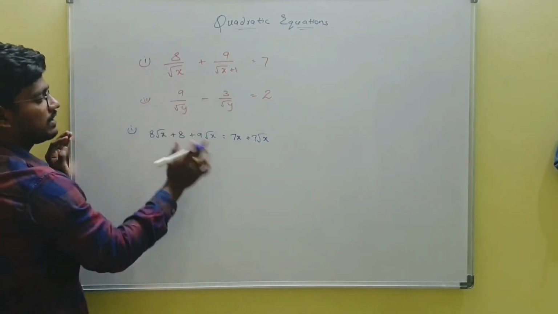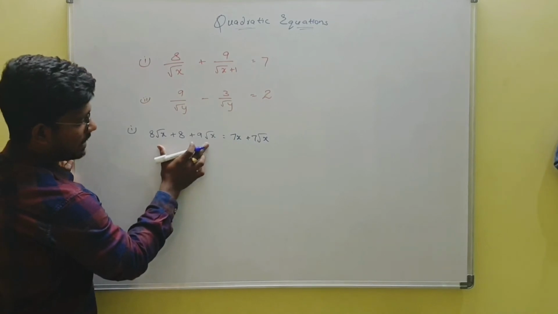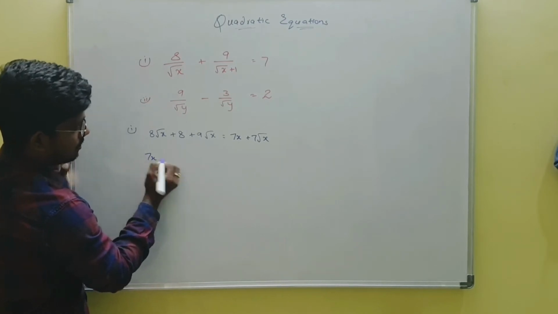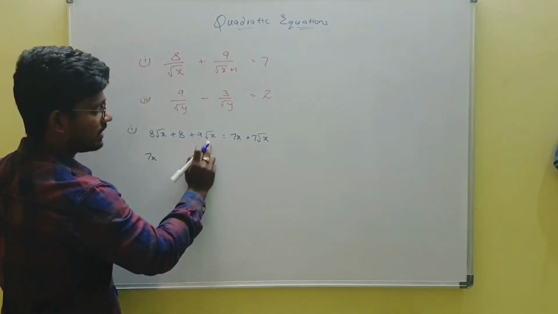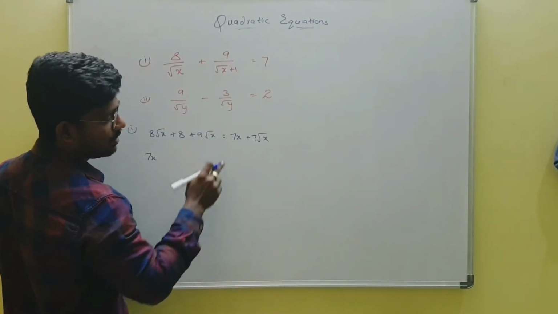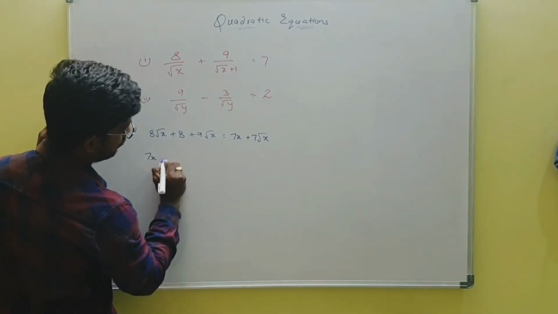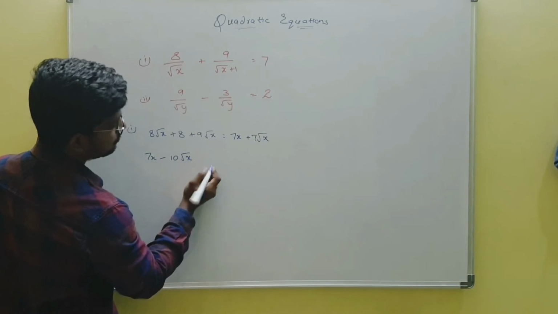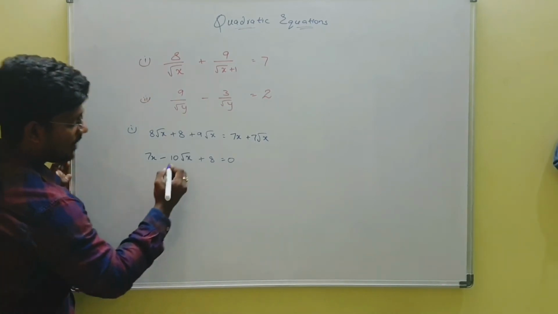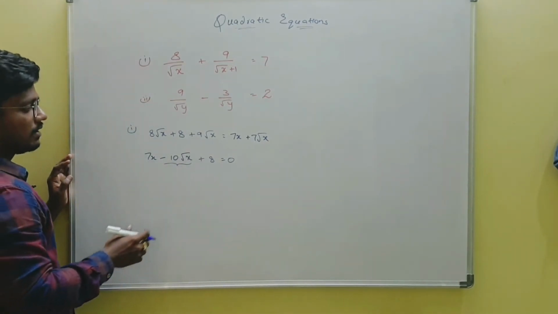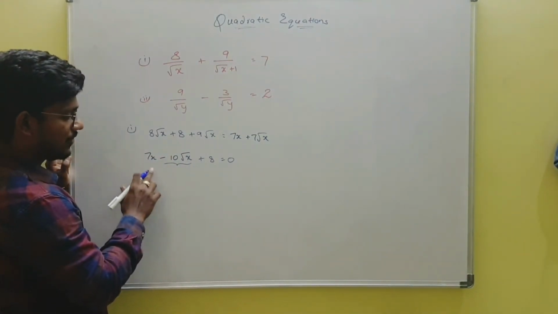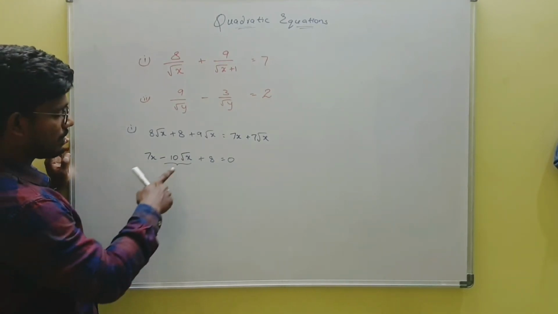So by solving this, I got this equation. Now taking the entire left hand side to the right hand side, I get 7x. Here 8 root x plus 9 root x is 17 root x. Taking 17 root x to the right hand side, I get minus 17 root x. So minus 17 root x plus 7 root x is minus 10 root x, plus 8 equals 0. Now I have to write minus 10 root x such that the product is 8 into 7x, that is 56x, and the sum must be minus 10 root x.